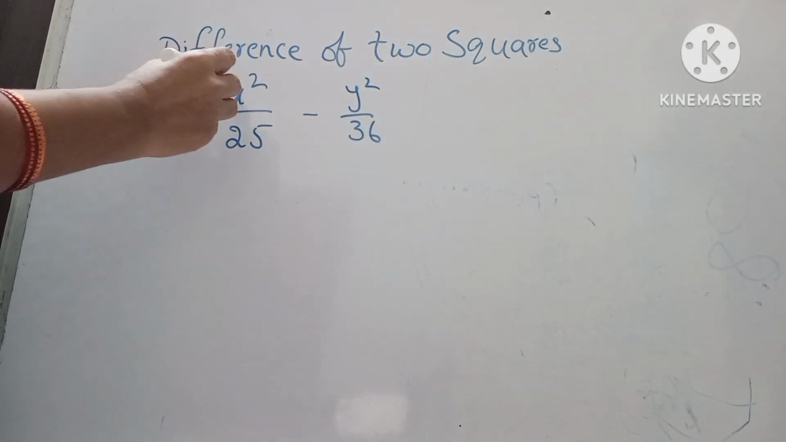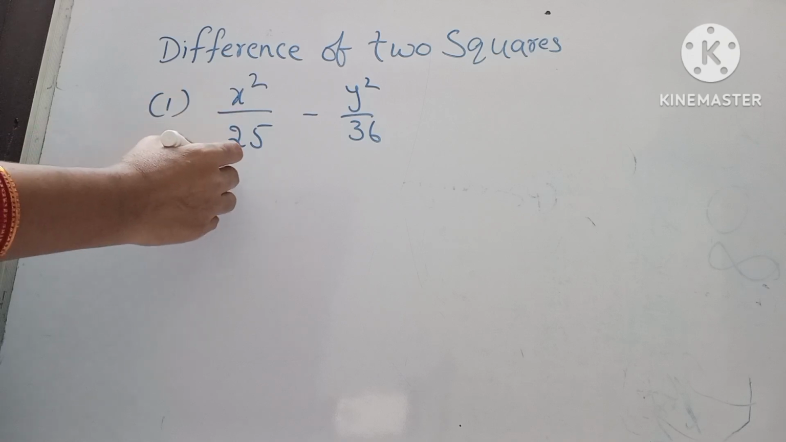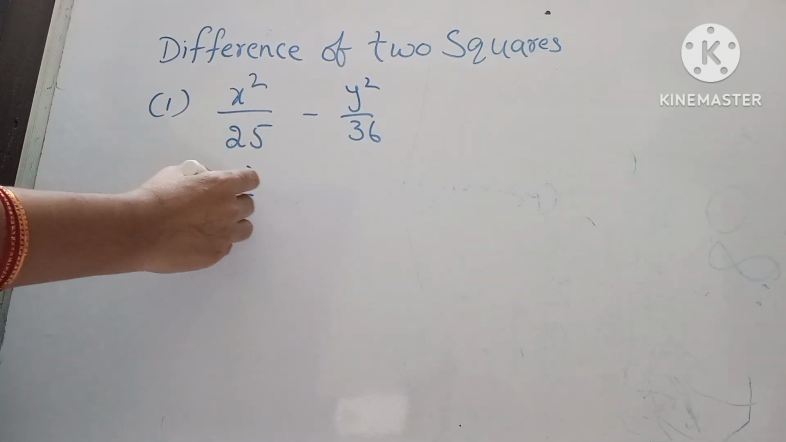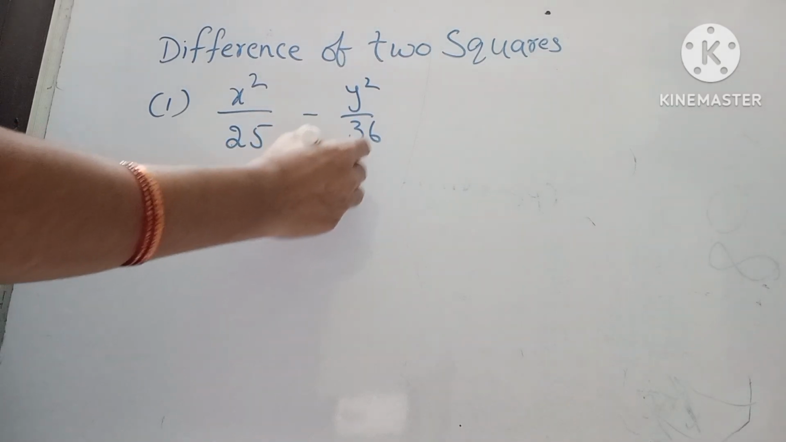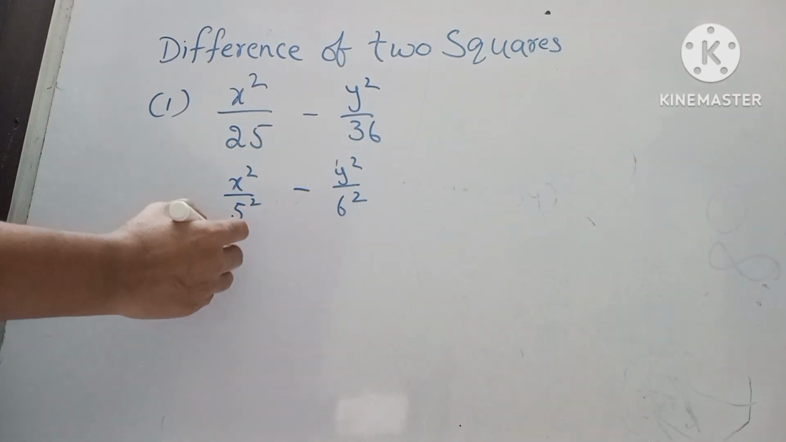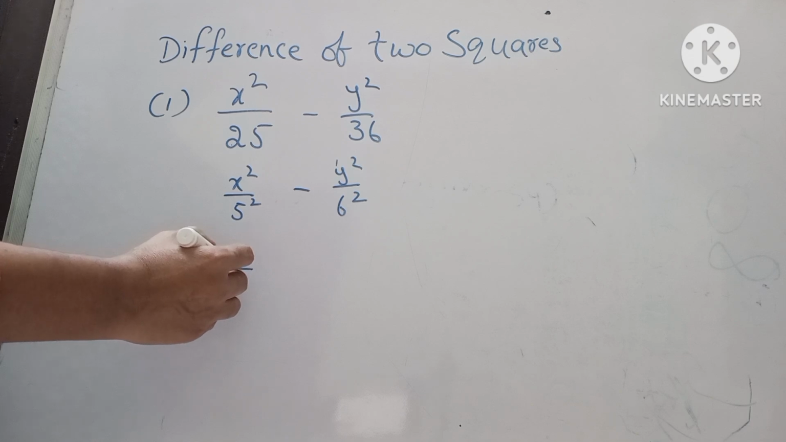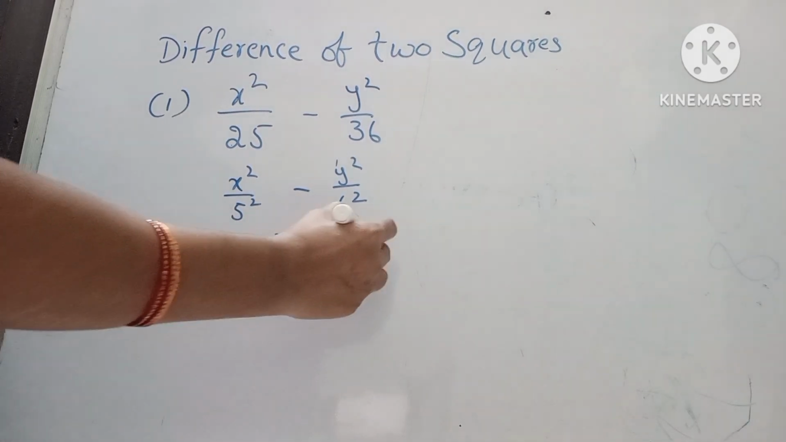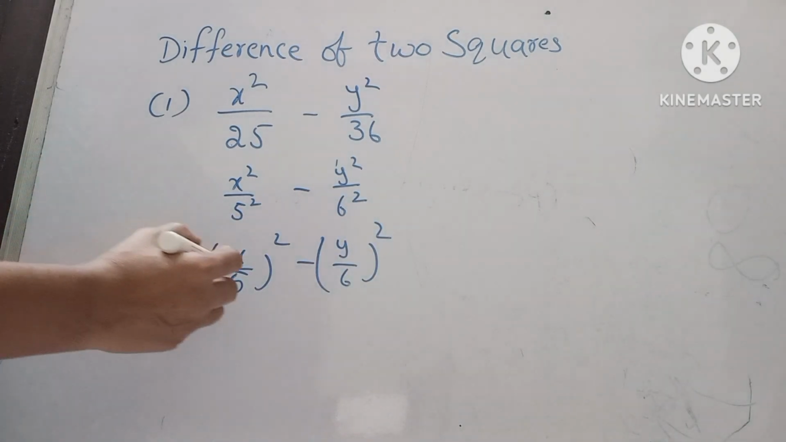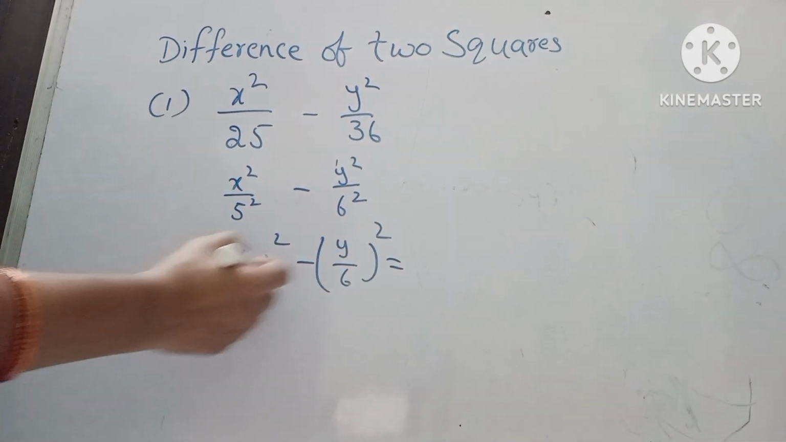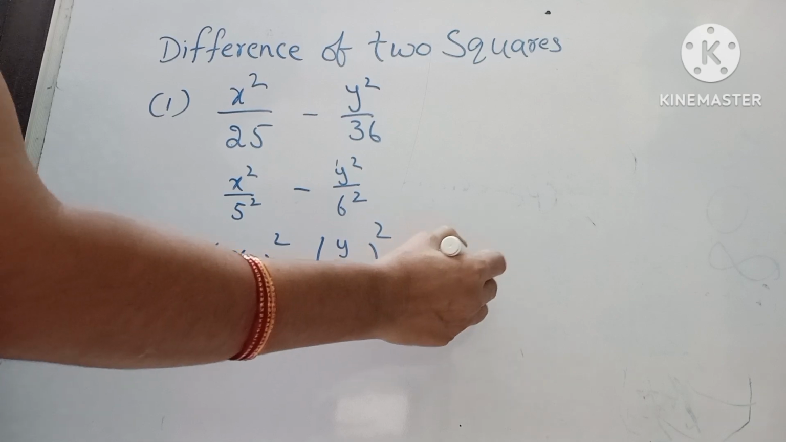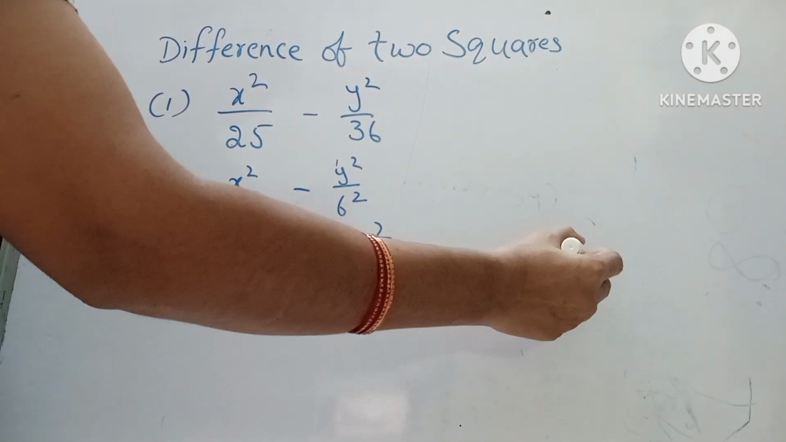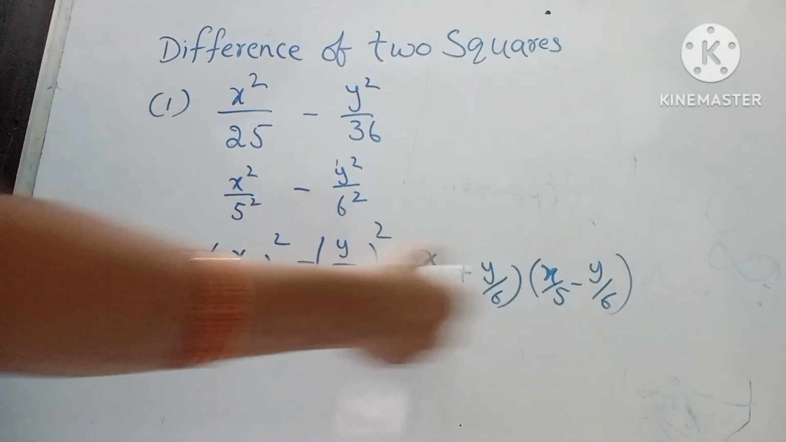Look here, this is the first question. Both numerator and denominator are also perfect squares. This can be written as x square by 5 square minus y square by 6 square. This is also x by 5 whole square minus y by 6 whole square. So this can be written as x by 5 plus y by 6 times x by 5 minus y by 6.